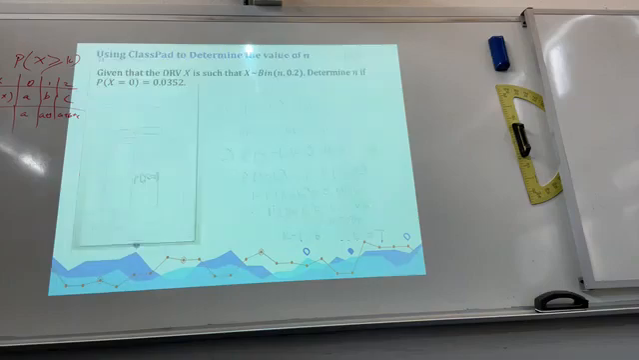Alright, the next one, using class pad to determine the value of n. So given that the DRV is such that the distribution is a binomial distribution with parameters n and 0.2. Determine n if the probability of x equals to 0 equals to 0.0352.